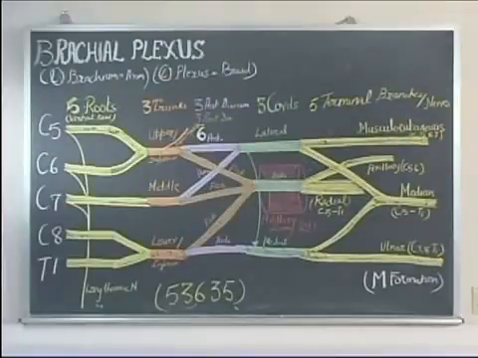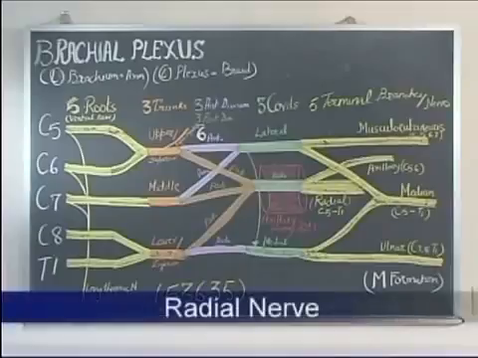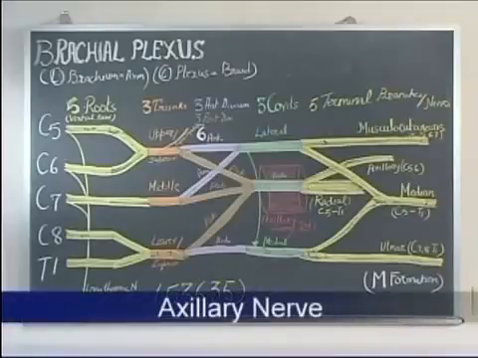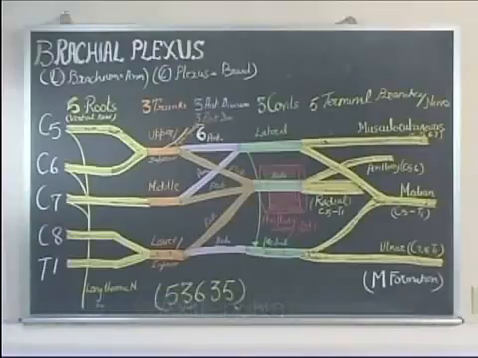From the posterior cord, we get the formation of two major nerves. The biggest nerve is the radial nerve, the nerve of the extensor compartment, and its fibers originate from all the levels from C5 to T1. The axillary nerve is the smaller branch from the posterior cord and contains fibers from C5 and 6.